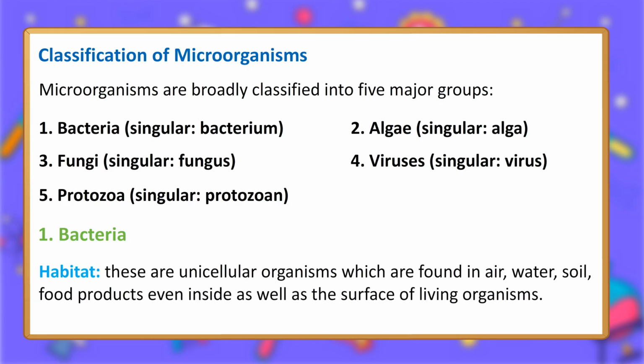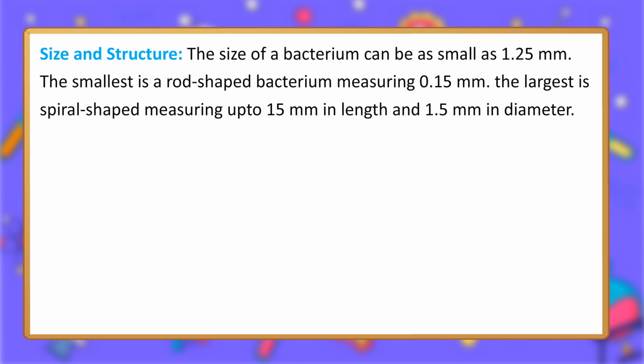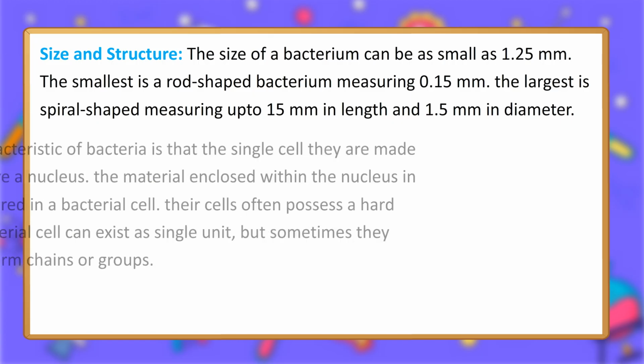1. Bacteria. Habitat. These are unicellular organisms which are found in air, water, soil, food products, even inside as well as on the surface of living organisms. Size and structure. The size of a bacterium can be as small as 1.25 millimeters. The smallest is a rod-shaped bacterium measuring 0.15 millimeters. The largest is spiral-shaped, measuring up to 15 millimeters in length and 1.5 millimeters in diameter.